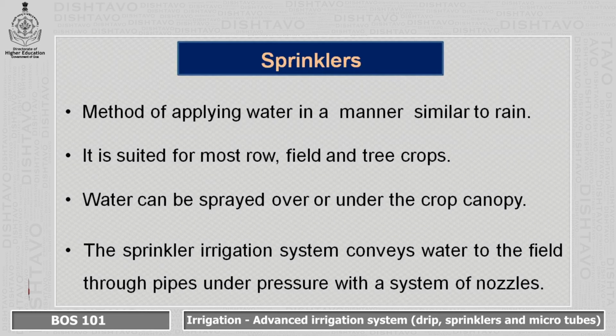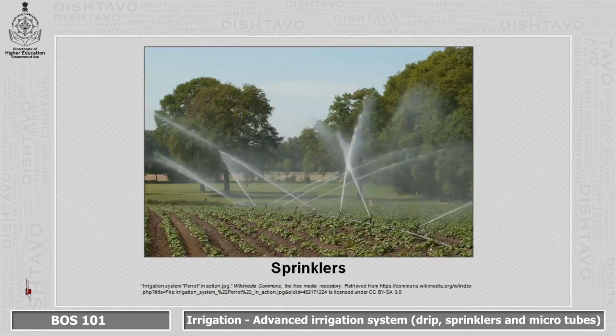Sprinklers. Sprinklers is a method of applying water in a manner similar to rain. It is suited for most row, field and tree crops. Here water can be sprayed over or under the crop canopy. The sprinkler irrigation system conveys water to the field through pipes under pressure with a system of nozzles. Here in this image we can see the sprinklers which are used to irrigate the fields.